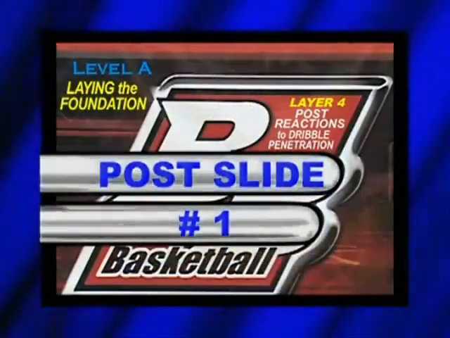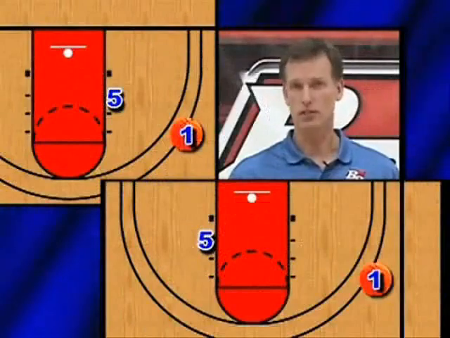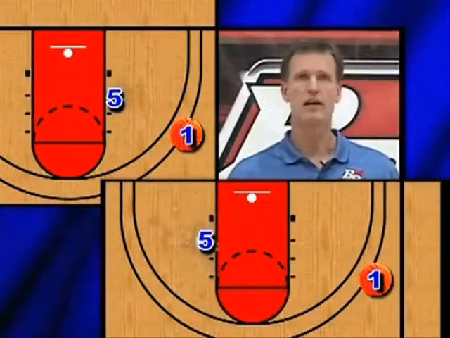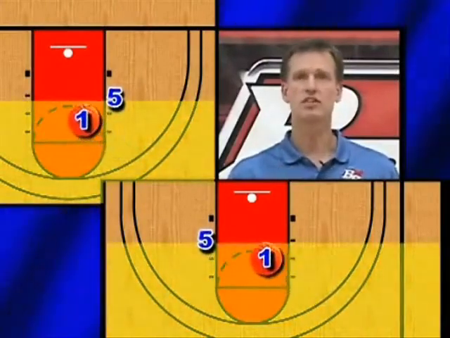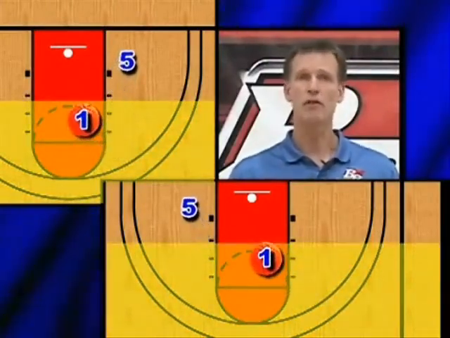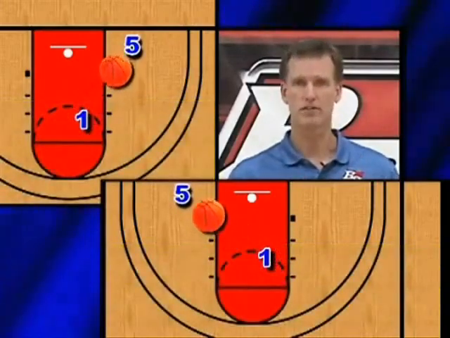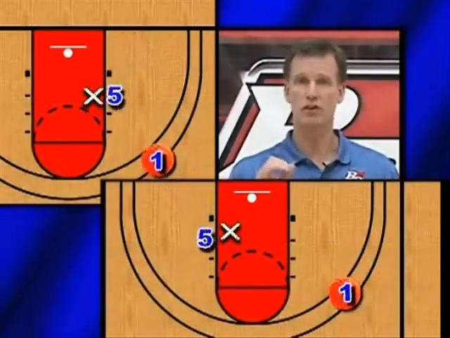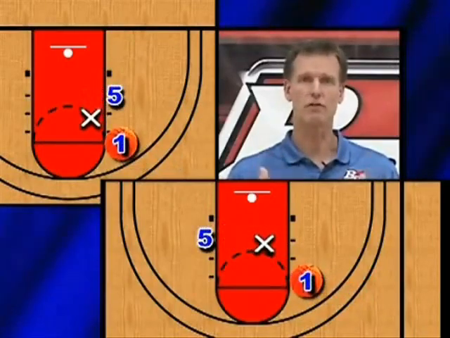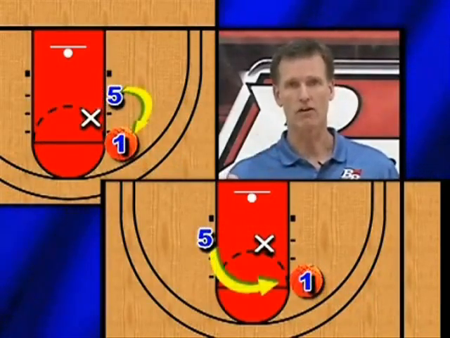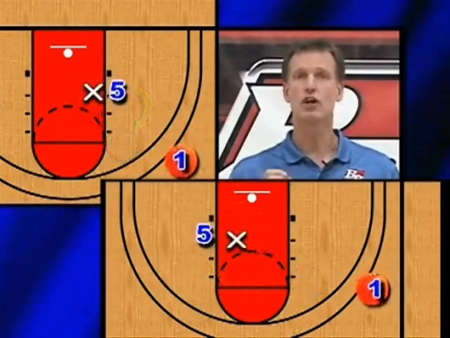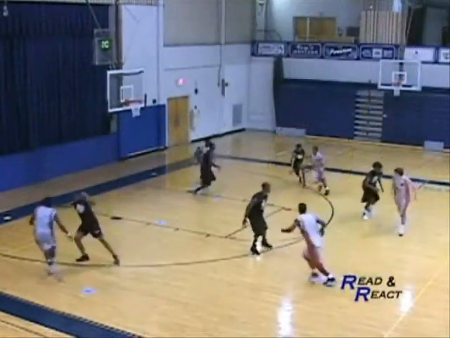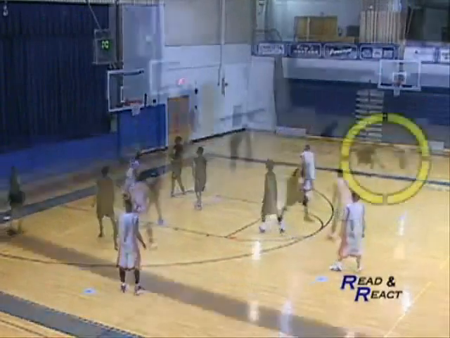Post slide number 1. Let's pretend you're in the posting area, ball side or weak side, and the ball penetrates. If the ball enters the lane above you, then step down to the short corner, separate from your defender, and look for the bounce pass. Don't wait to see if your defender helps. That would mean that you have to make two reads: the ball handler and your defender. So don't think and don't delay. Just react. As soon as the penetrator takes his first dribble, make your slide to the short corner.